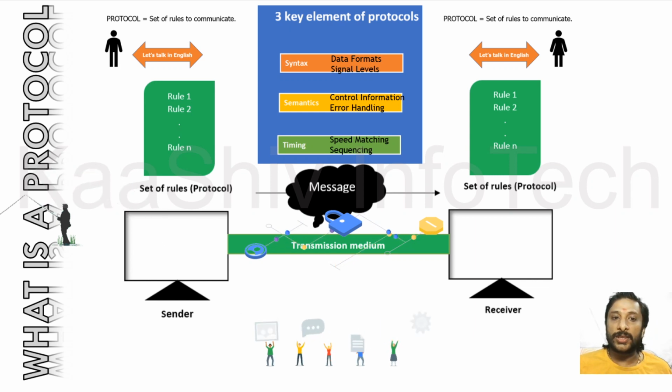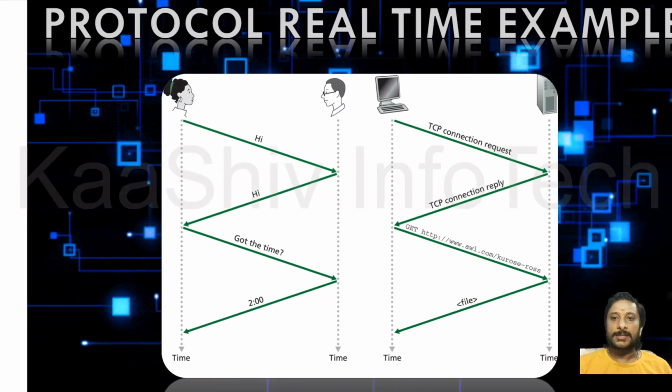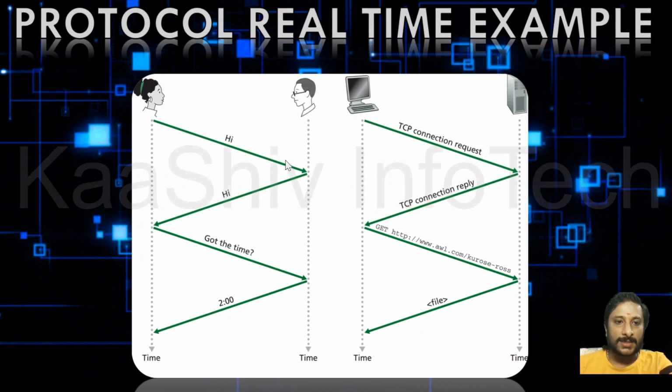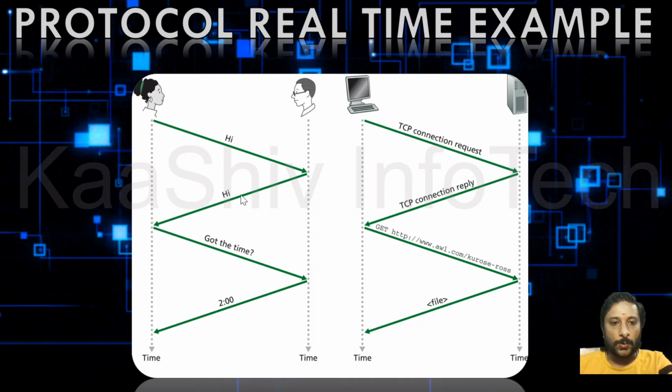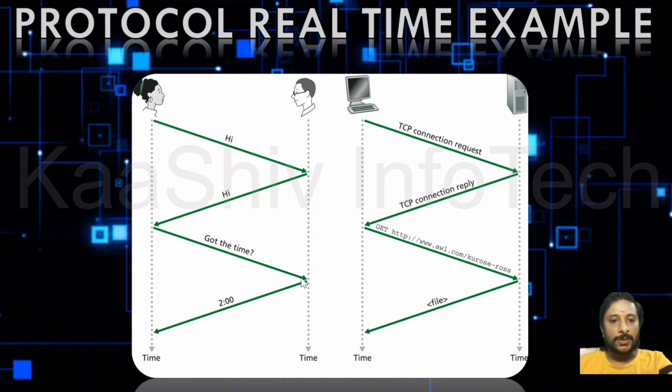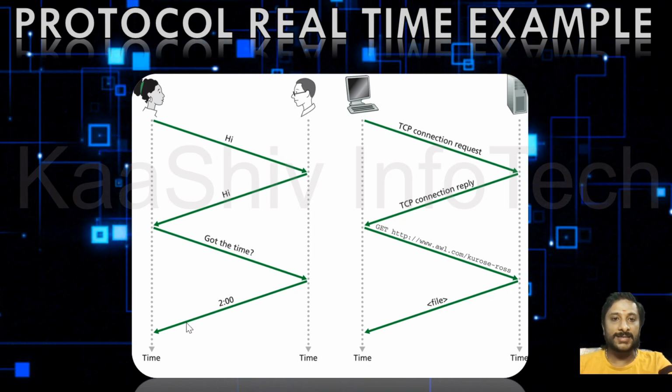So these are the three key elements which are framed as a program, and this program is called a protocol. Again, the protocol is needed to transfer data from source to destination. Let me give you a protocol example. See, two people are talking. This girl says hi to this guy, and he responds, hi. Got the time? It's 2 o'clock. This is how communication happens.